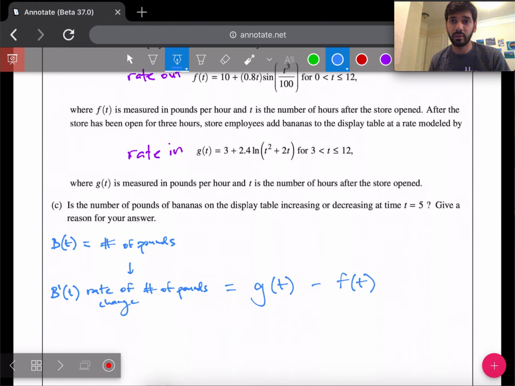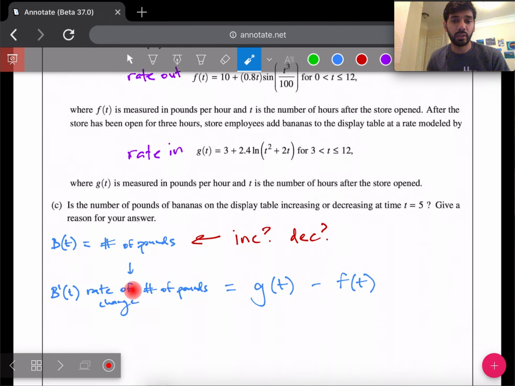So the question is asking, is the number of pounds of bananas on the display increasing or decreasing? So is this increasing or decreasing? Up here in this top level, I need to figure out whether it is increasing or decreasing. Well, the way we do that is we use that chart and see when the derivative is positive or negative. So I need to figure out, is this positive or negative? That'll tell me if the number of pounds is increasing or decreasing.